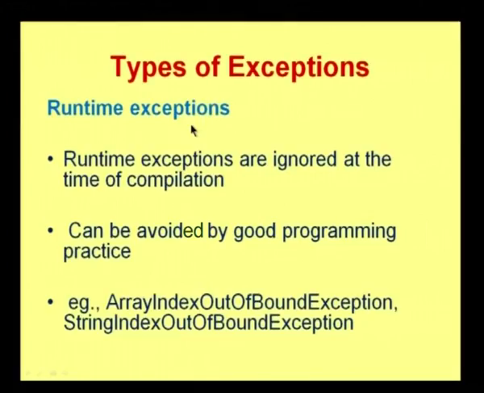Next is runtime exceptions. Runtime exceptions are ignored at the time of compilation and can be avoided by good programming practice. For example, array index out of bound exception, string index out of bound exception. With respect to a runtime exception, during compilation time you cannot identify these types of exceptions. This is purely based on the programmer's programming skill. If a programmer is programming properly and catching and handling all his exceptions, you can try to avoid these runtime exceptions. Otherwise, these exceptions could not be identified during the compilation time.